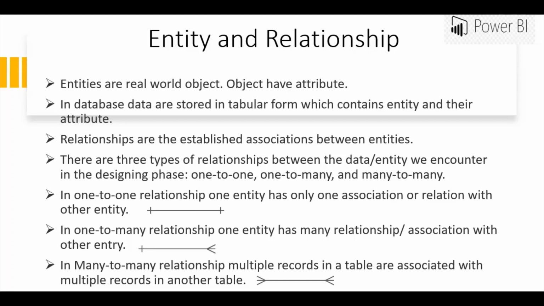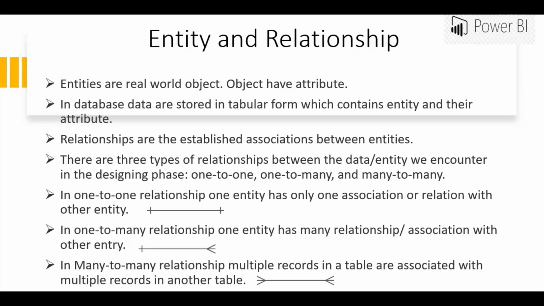There are three types of relationship between the data entities we encounter in the designing phase: one to one, one to many, and many to many. There are four types of relationship that exist between entities, but for data modeling, we deal with only three types: one to one, one to many, and many to many.